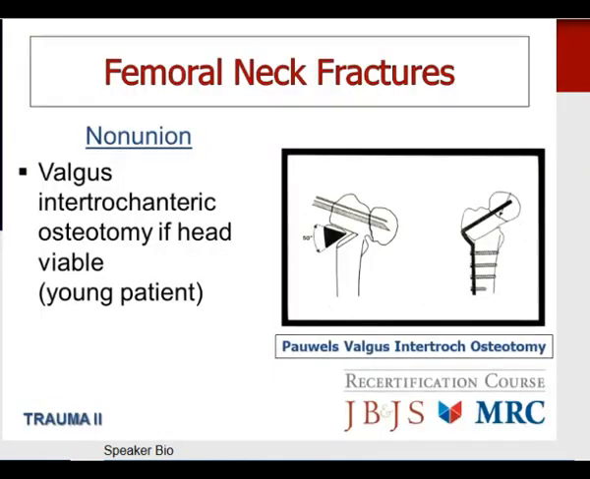If a patient develops a non-union of a femoral neck fracture and the MRI shows that the femoral head remains viable, then the Pauwels valgus intertrochanteric osteotomy is the treatment of choice. Basically, the osteotomy converts the shear forces across the femoral neck non-union into compressive forces, harnessing the physiologic forces across the hip joint to obtain compression across the non-union site, and it's been shown to be a very effective technique for treatment of a varus non-union.